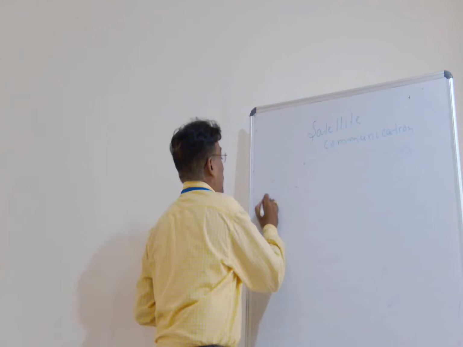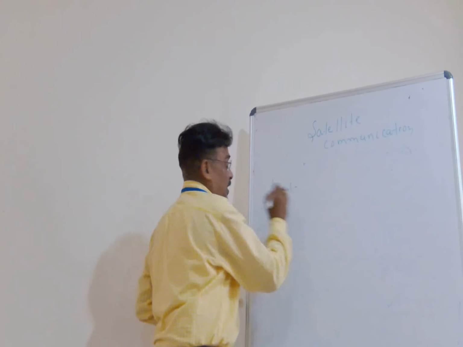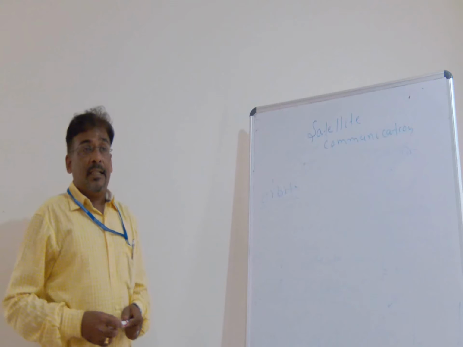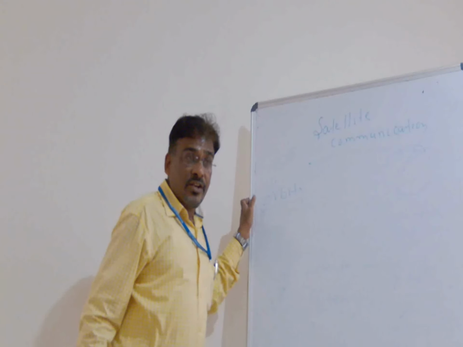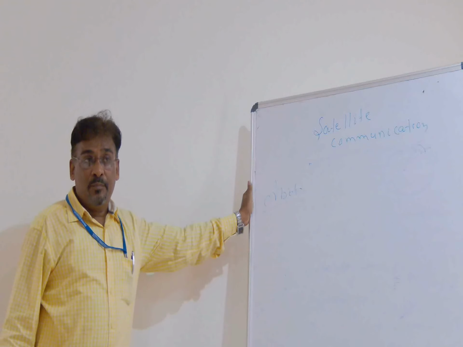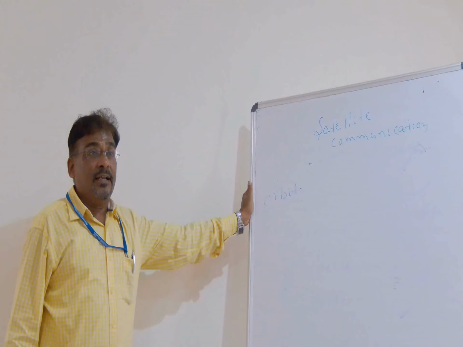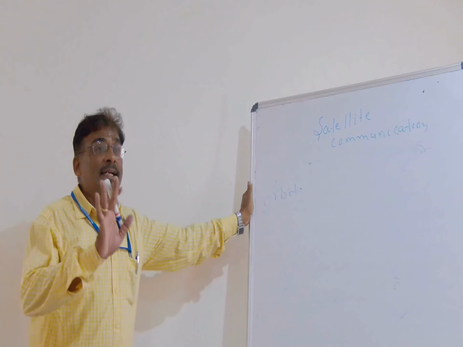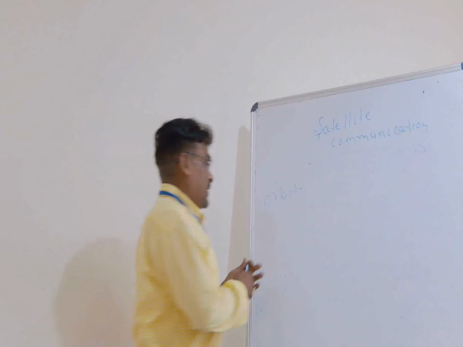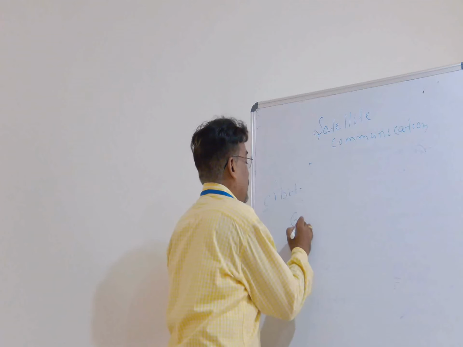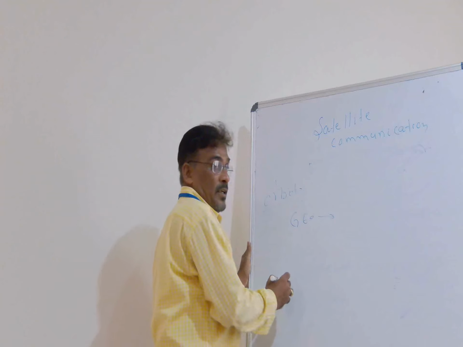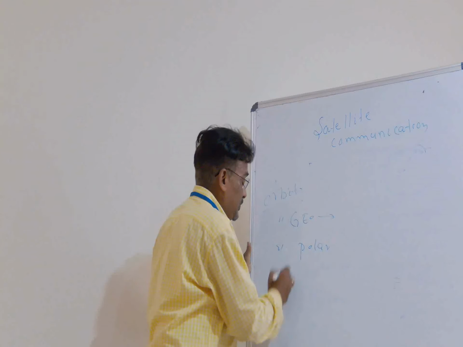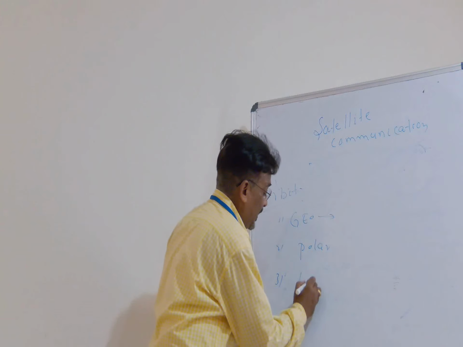Now we'll see orbits. In the process of designing a satellite system, the design of the orbit and its location is highly essential. Based upon that, we can achieve the application of each and every satellite. At present, we have 3 different types of orbital position: one is geo type, another is polar type, and the third one is inclined.